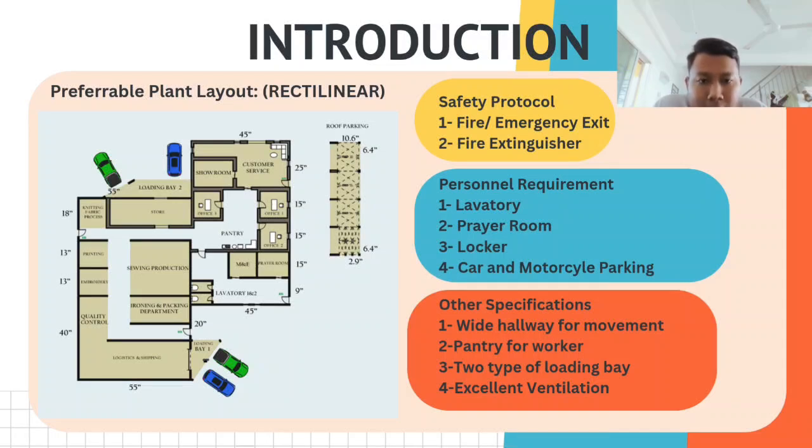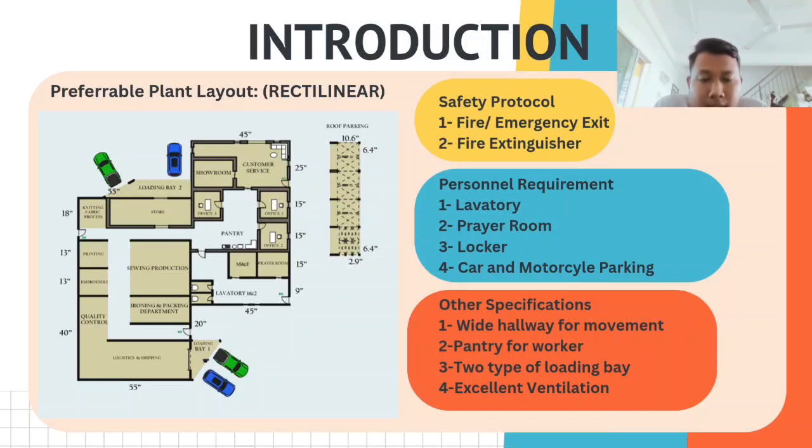First, we have a fire and emergency exit. We have approximately 3 fire and emergency exits, and we also have a fire extinguisher at each department. Also, for the personnel requirements, which are critical factors to consider, we have a lavatory or toilet, a prayer room for workers to do their prayers, lockers for the workers, and finally car and cycle parking, especially for the workers.